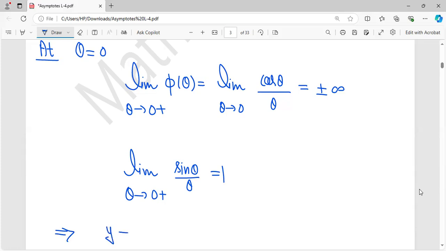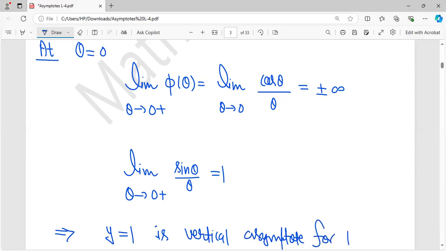y is equal to 1 is a vertical asymptote for the curve. Okay. For the curve. So this is the only asymptote.